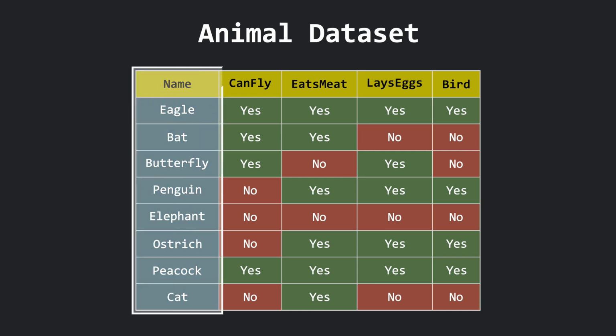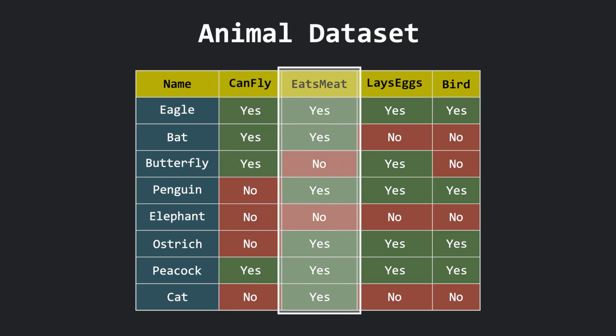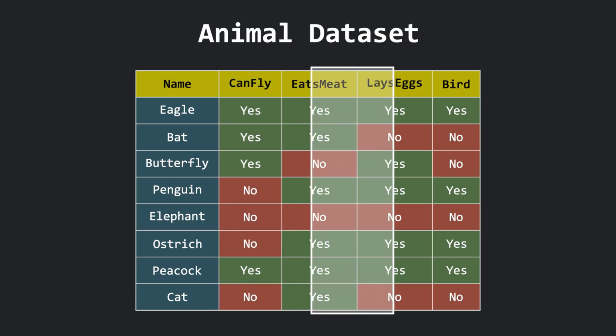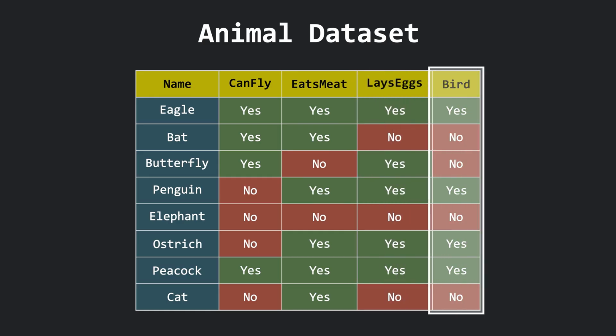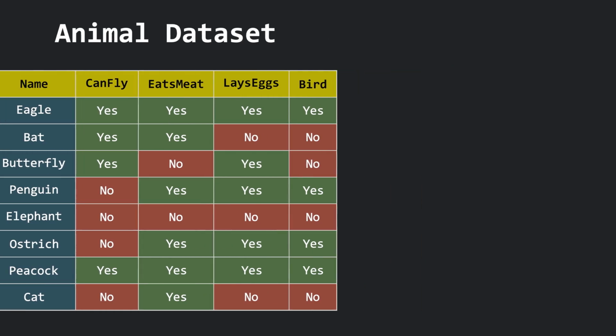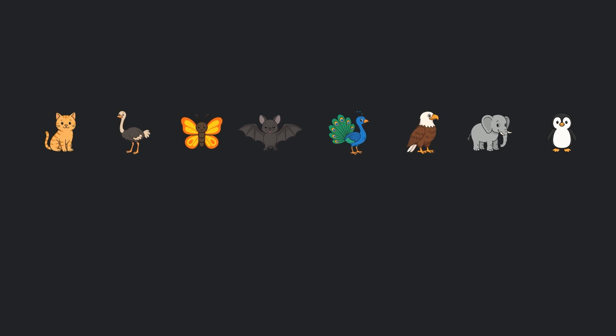Imagine we have a dataset with a few animals and their features, like whether the animal can fly, eats meat, and lays eggs. Based on these features, we also have an output column that says whether the animal is a bird or not. Now, using this dataset, we want to train a decision tree. A decision tree is basically a tree-like structure that makes a series of decisions at each node, kind of like playing twenty questions and moving forward.